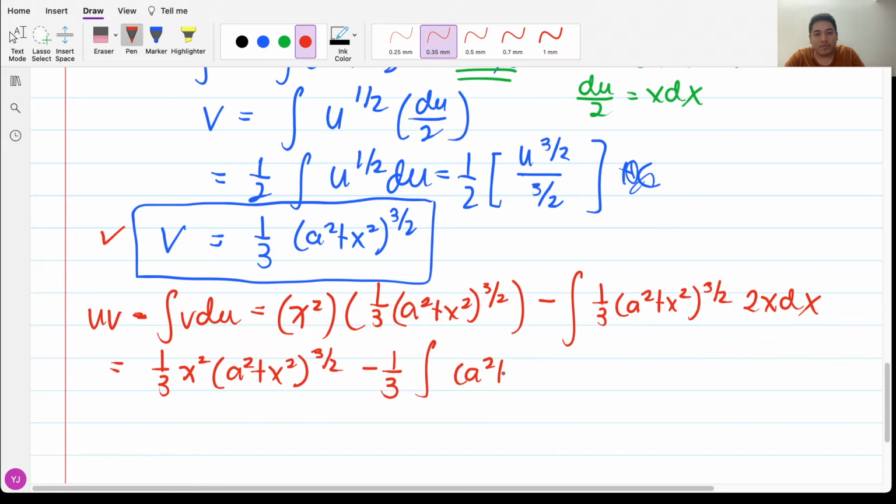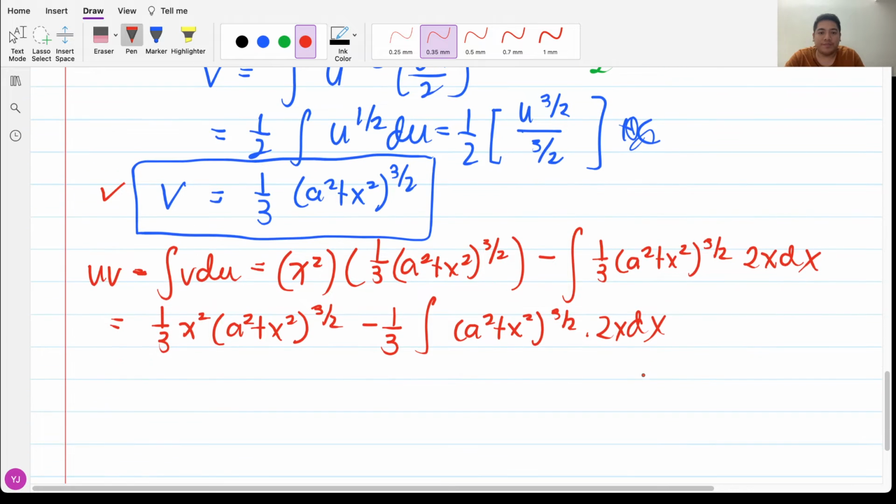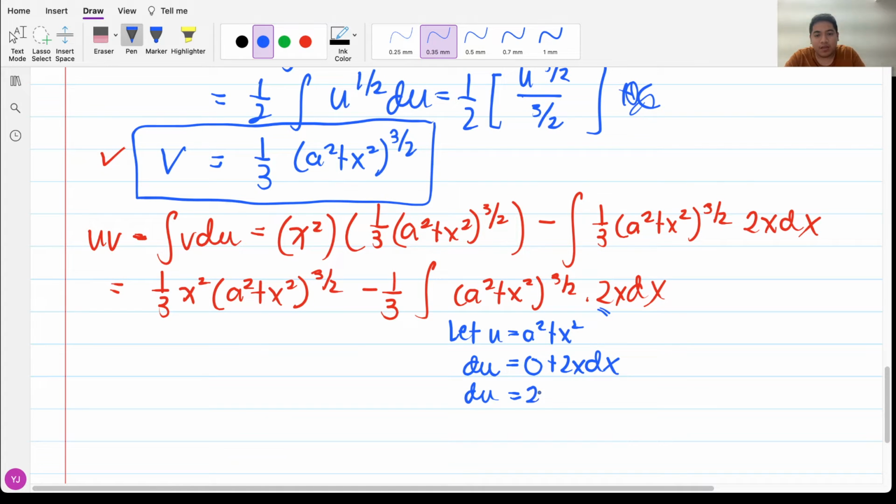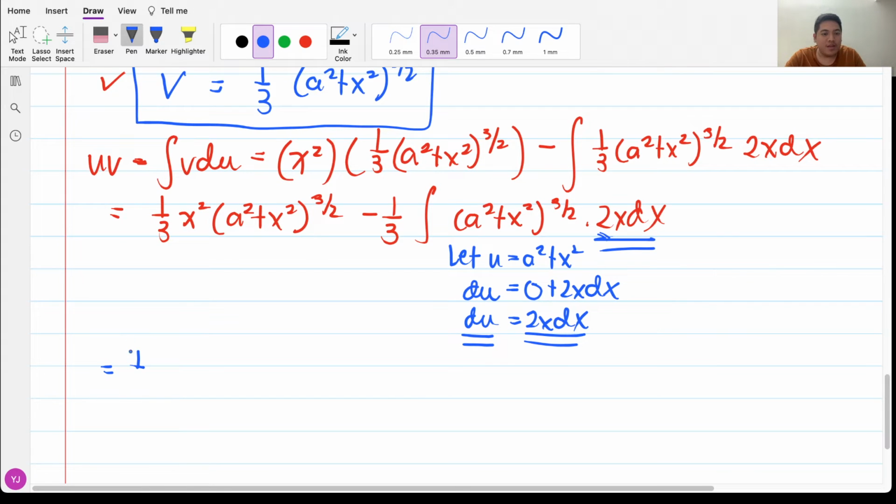And there you have a squared plus x squared raised to 3/2, and then you have 2x dx in here. Okay? So I need to factor out 2 here. As you can see, if I let u be a squared plus x squared and differentiate it with respect to x, that would be 0 plus 2x dx. I'll have du simply equal to 2x dx. So that will make my integral much easier to solve.